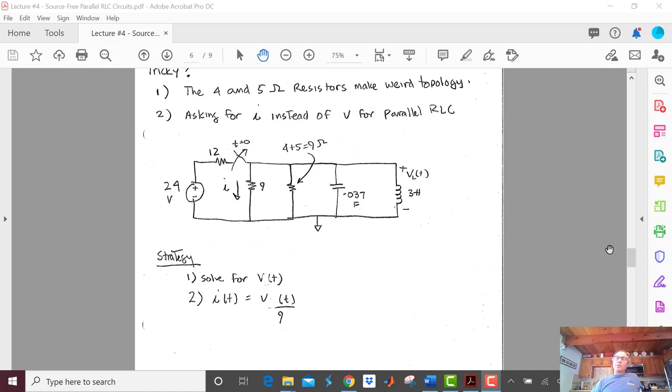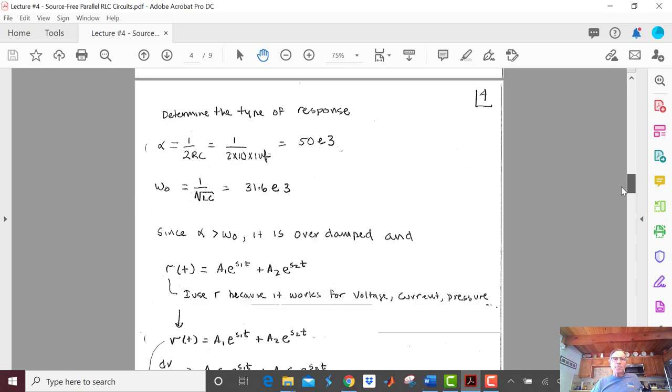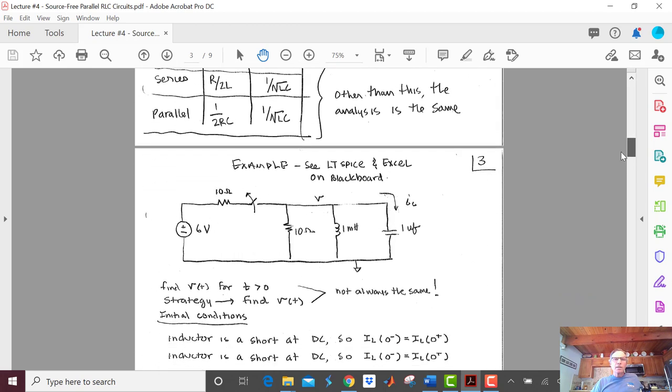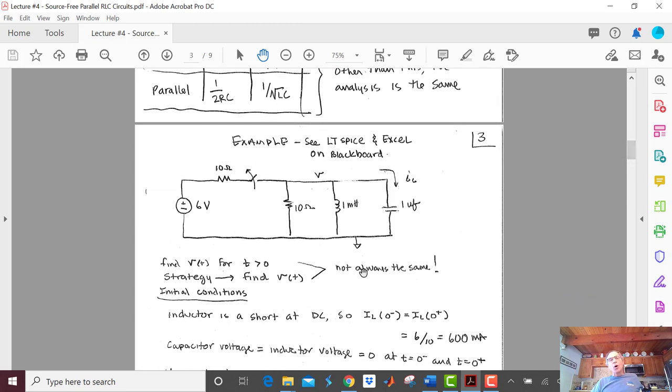See that? And you might remember on our last problem, we were asked to find V, and our strategy was, find V. Well, here I'm saying we're asked to find I, but by looking at the circuit, I say, I'm going to find V and then just divide it by 9 at the end. And that'll just make the problem easier for me. So just like I said up here, they're not always the same. See that?